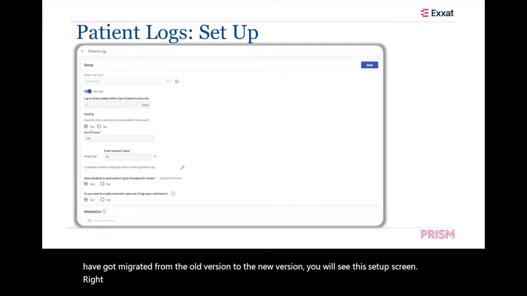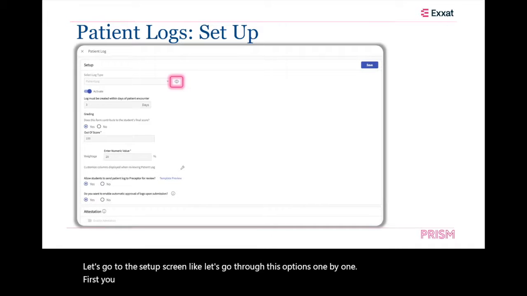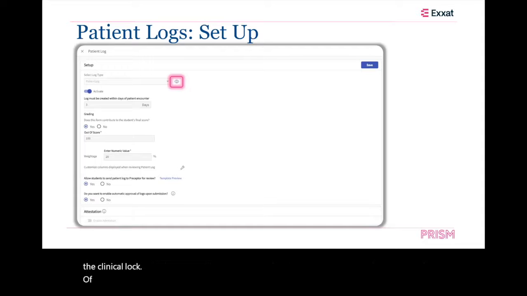So let's go to the setup screen. Let's go through these options one by one. First, you see this eye icon and beside that select log type. So by clicking on this eye icon, you will be able to preview the template of the patient log or the clinical log of your program, right? The template that our support team or the system has put in here.